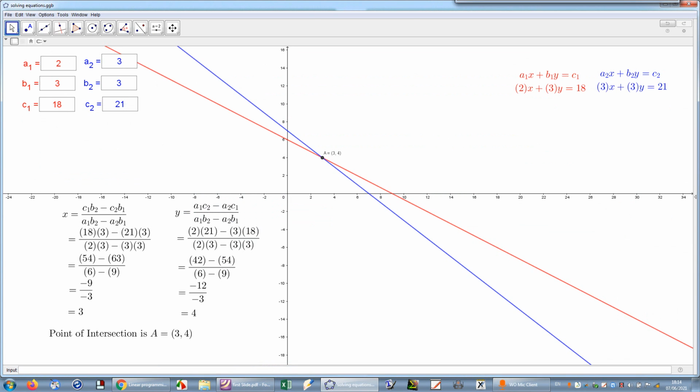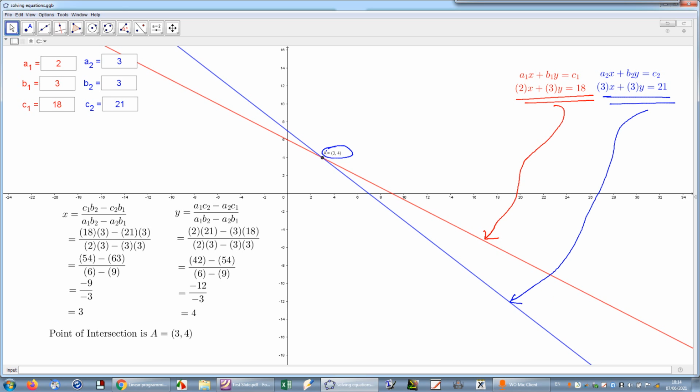So here two lines are: the first line is 2x plus 3y is equal to 18, which is represented in red color, and the second line is 3x plus 3y is equal to 21, and it is represented in blue color. We have to determine this point (3, 4). How are we getting 3 and 4?